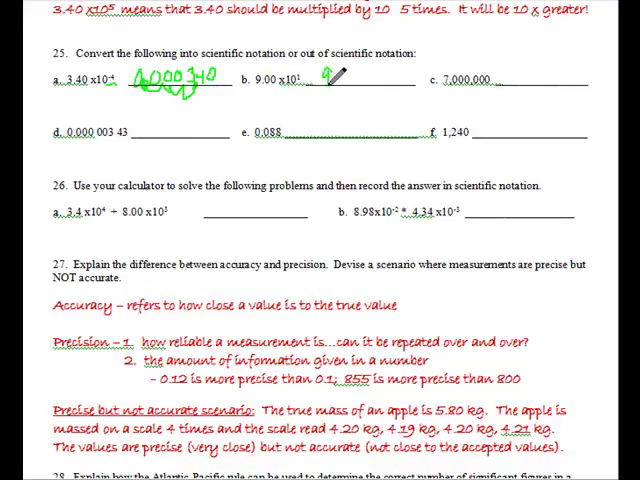9.00 times 10 to the first means you're going to multiply this times 10 one time, so move the decimal point over here, so it's going to be 90.0.